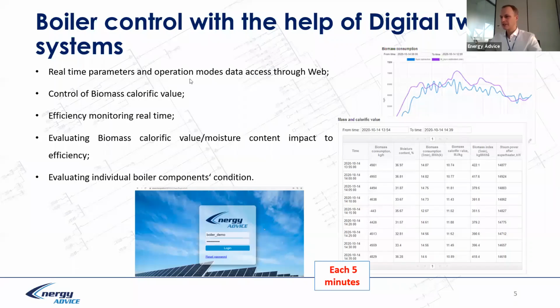So real-time parameters and operation modes access through web. You can access all your operation data through web, and you can see here evaluated biomass, fuel consumed in each 5 minutes, water content, consumption, energy consumed in some indexes, kilogram of fuel per megawatt heat, or power, heat power, for example, this is a real case of a steam boiler.